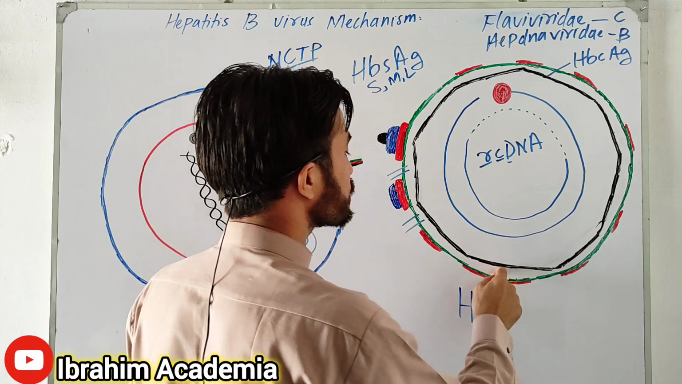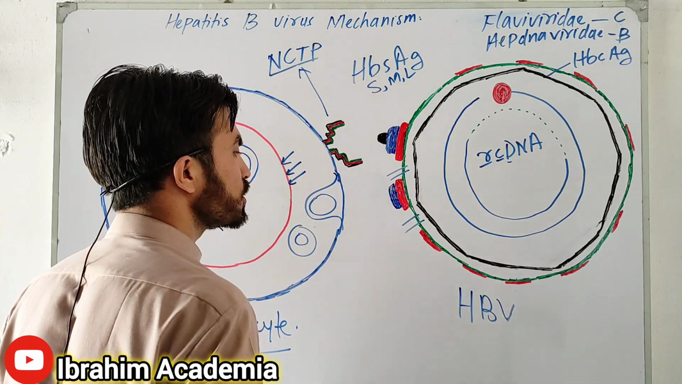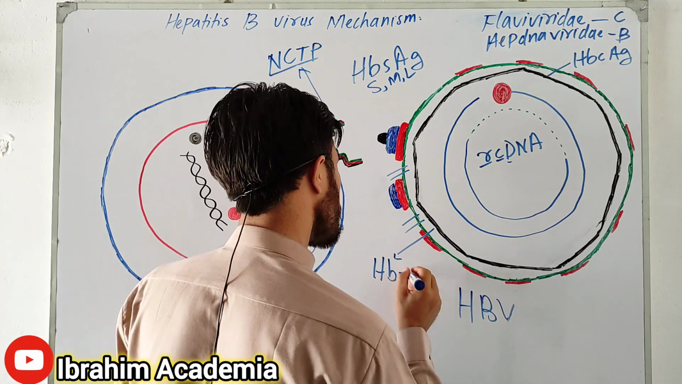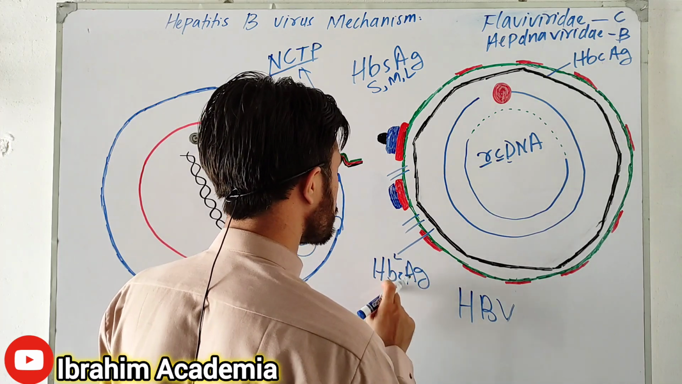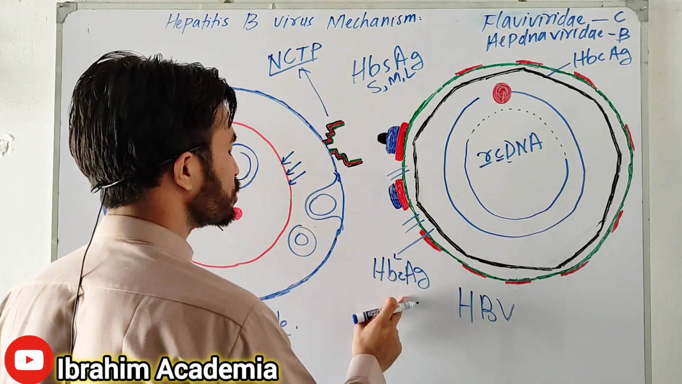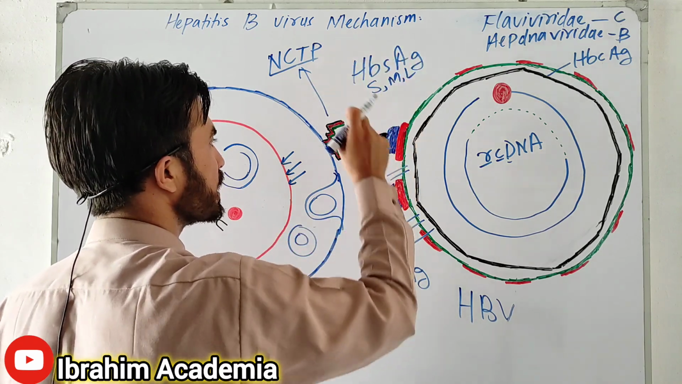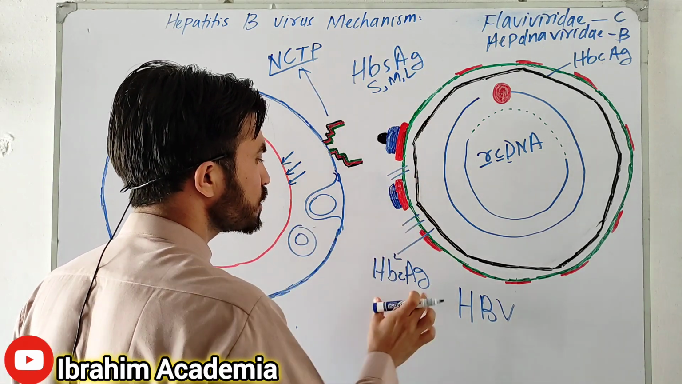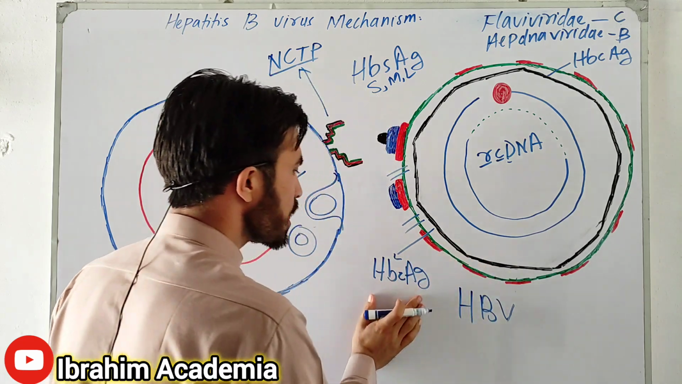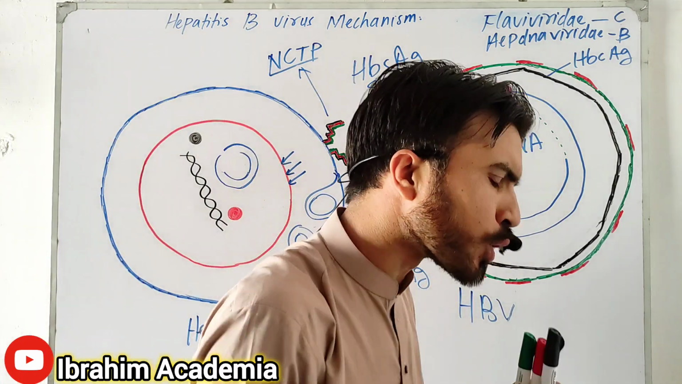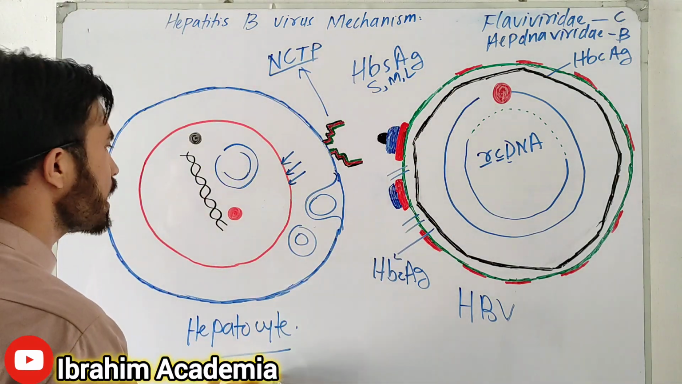After that, there is the capsid protein. This capsid protein is called HBcAg, hepatitis B virus capsid antigen, and this is called hepatitis B virus surface antigen. This is the surface, and these are surface antigens, and this black is HBcAg. These surface antigens have a very big role in the attachment with the hepatocytes.